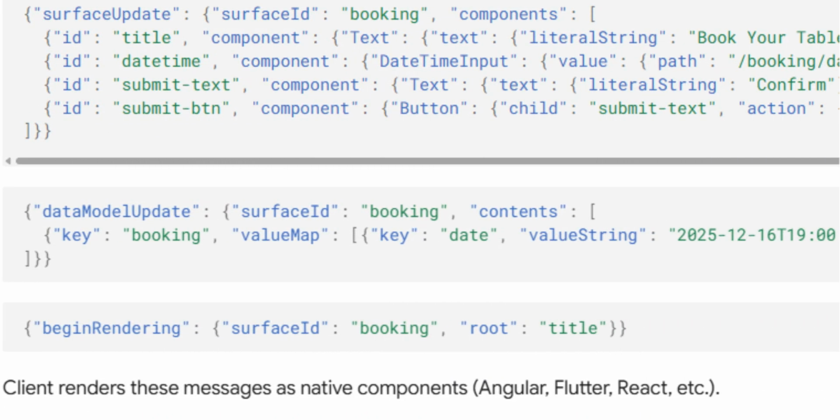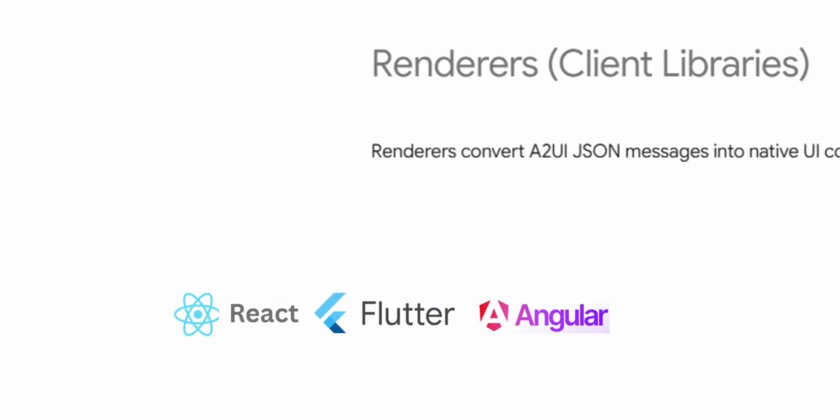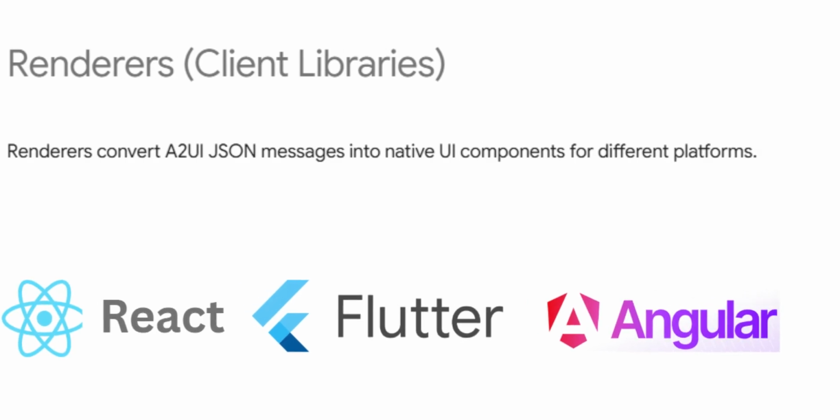Now the real question arises: how does this JSON object actually convert into the real HTML? Do we need to write this code ourselves for each platform like Angular and React? The answer is no. This is where these client renderer libraries are used. These renderers convert your A2UI JSON message directly into UI components for the different platforms.